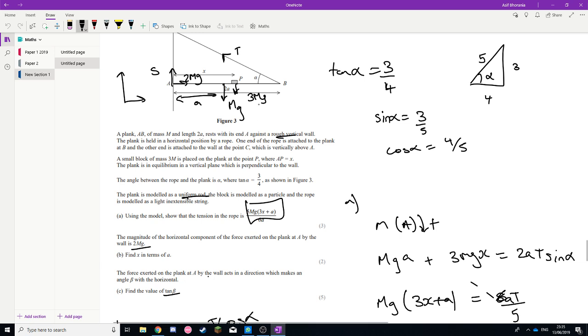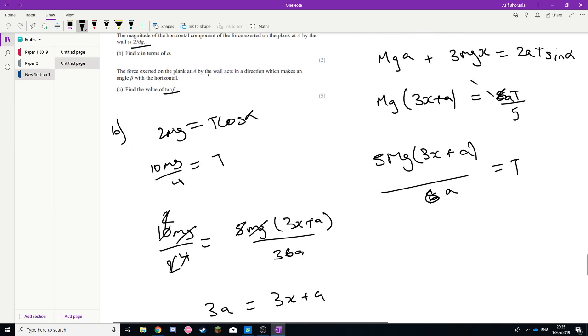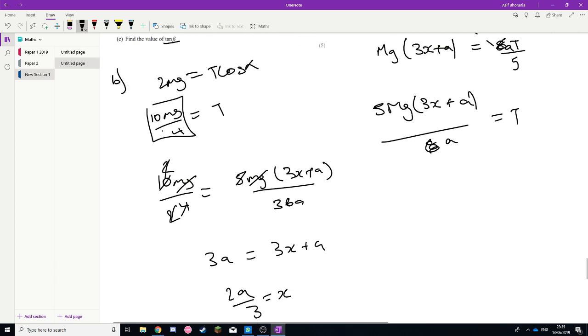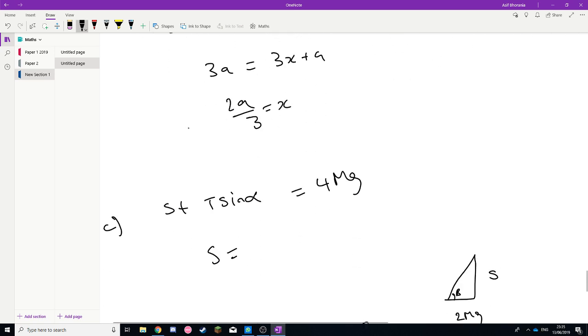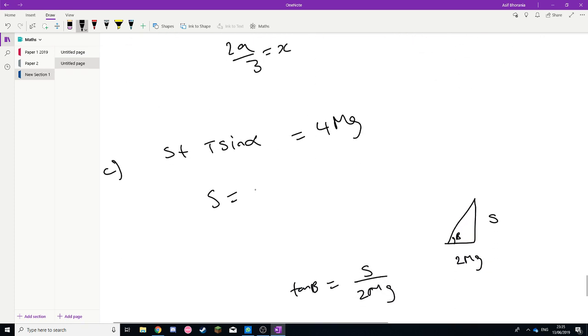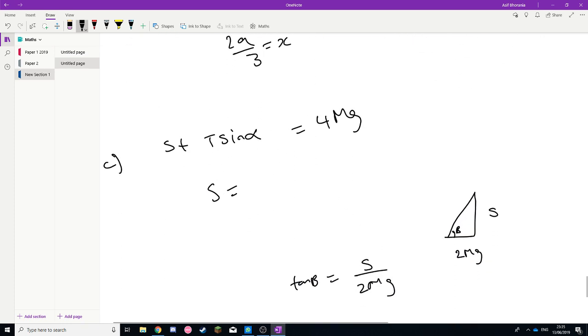Plausibly, I could say that this is. No, that wouldn't work. Wait, hang on a second. Tension is not in terms of A. Tension is 10 mg over 4. What the hell? I was worried over nothing. Yeah, 10 mg over 4. So that's in terms of mg. So this will be in terms of mg. And yeah, so that's fine.